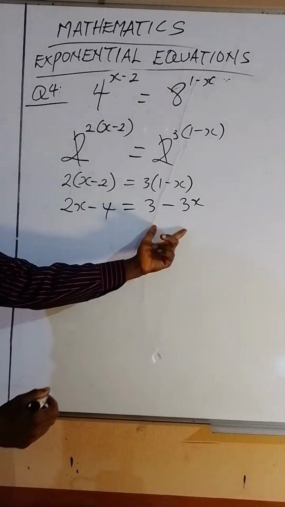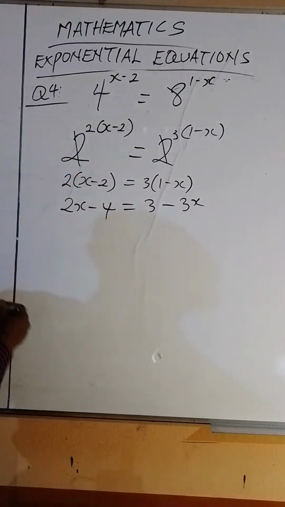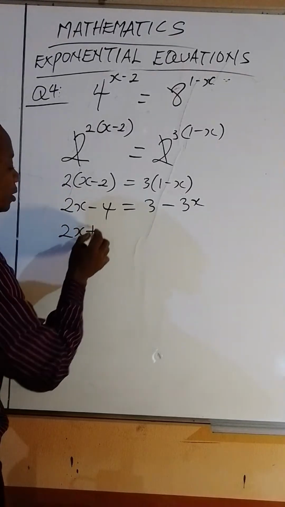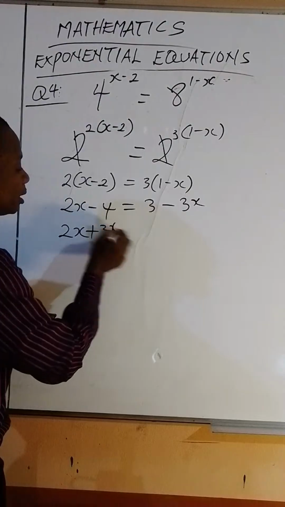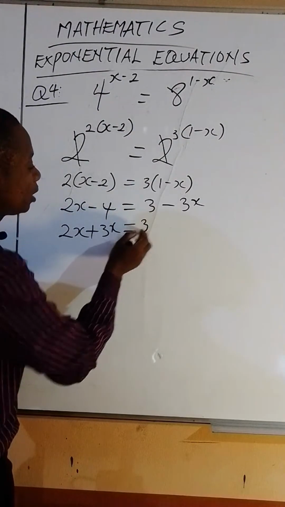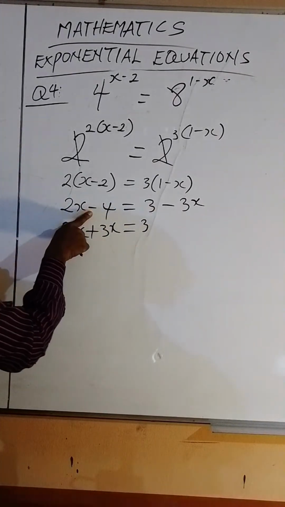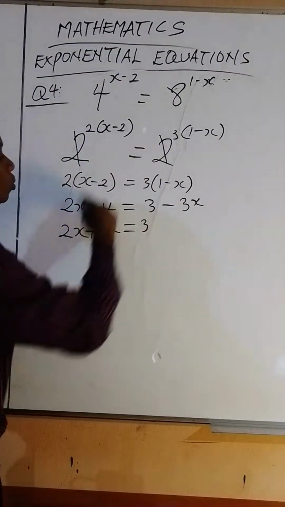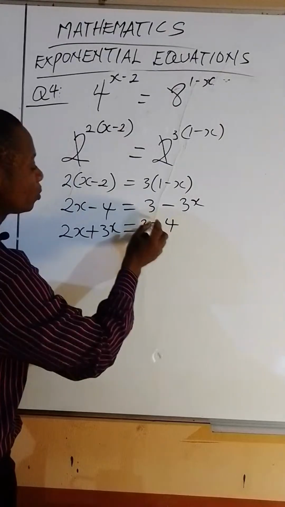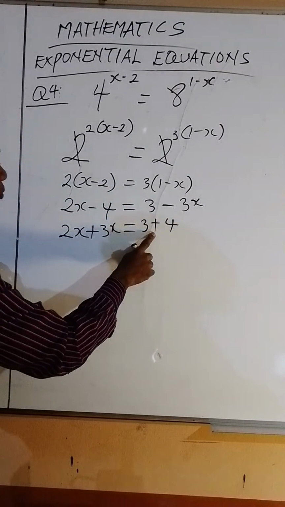Bring similar terms together. Bring minus 3x to this side. All right. So we are going to have 2x plus 3x. All right. And this gives us 3 here. We are left with 3 right here. Then this is minus 4. So take minus 4 to the other side, becomes plus 4. Okay, minus 4 is crossing, it changes to plus 4.